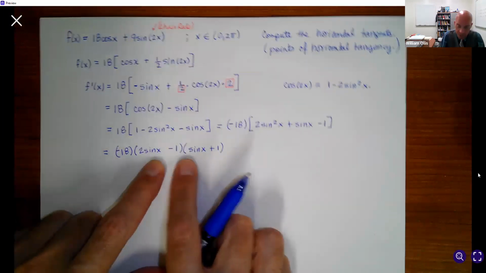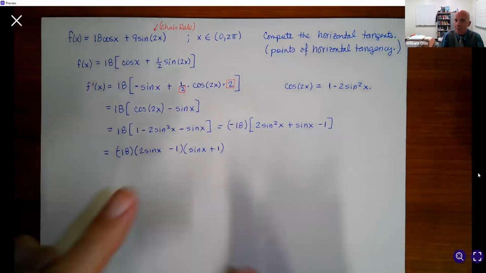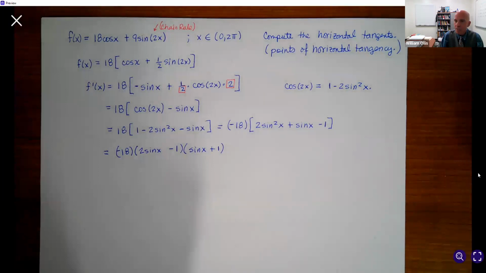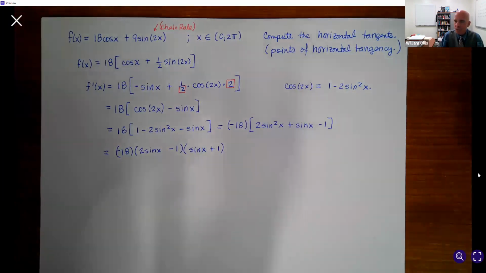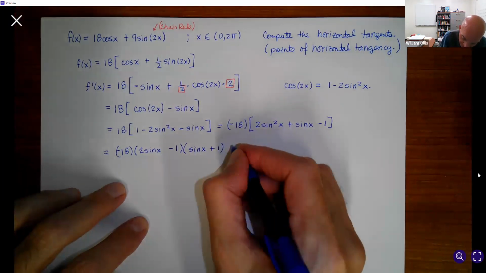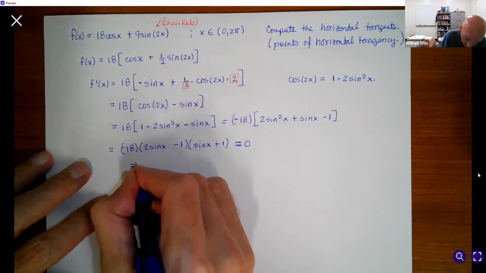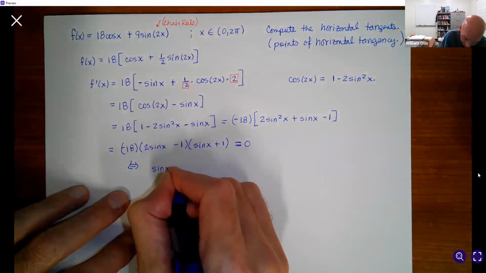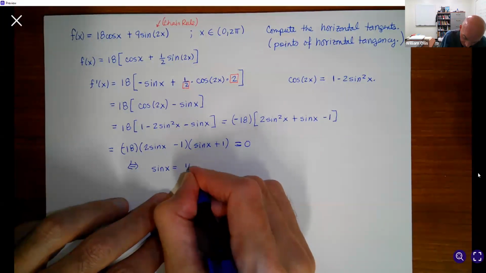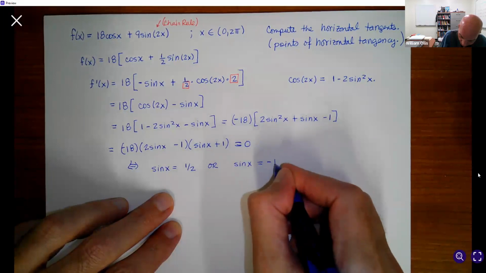So now we see that we are set up for zero product, just like before. I mean, the key to the theory of equations is the zero product. Factorization allows us to employ the zero product, and that's how we solve most equations, and it's a very powerful result. So now we can set the derivative to 0 and use zero product. So if and only if sine x is 1/2, or sine x is -1.